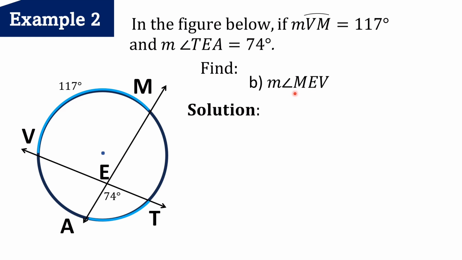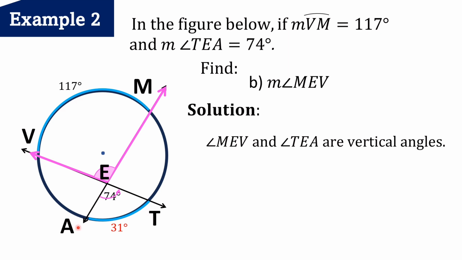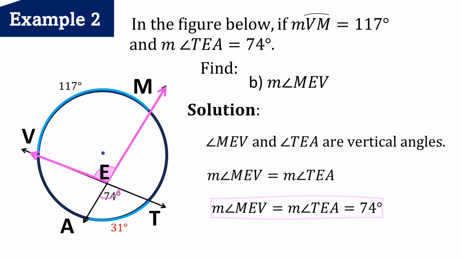Next one is to find the measure of angle MEV. Marking the figure with additional values, arc AT, which measures 31 degrees, angle VEM or MEV, and angle TEA are vertical angles. Therefore, these two angles are congruent. Also, their measures are equal. Hence, the measure of angle MEV is 74.